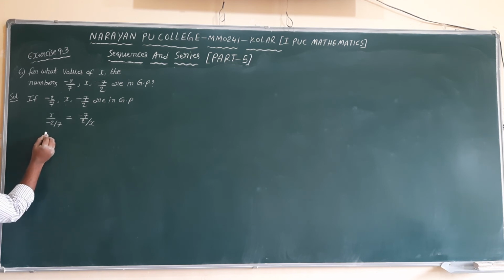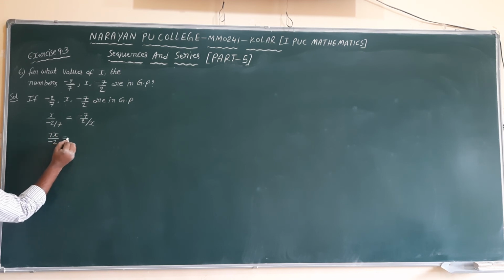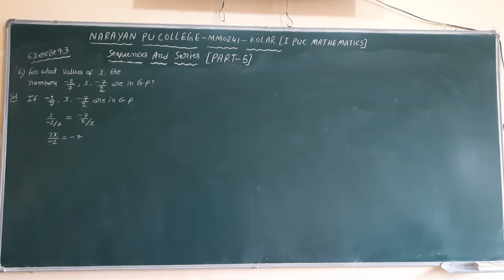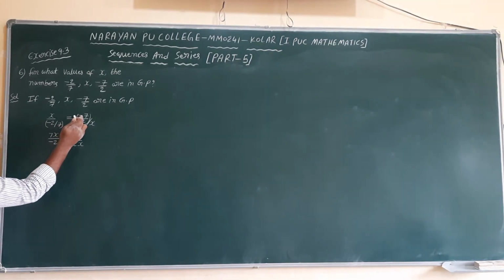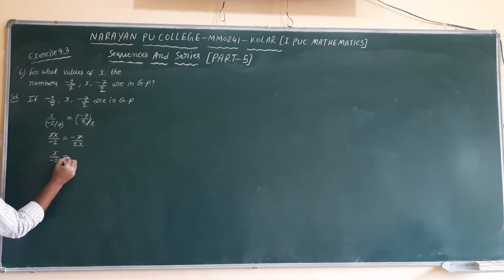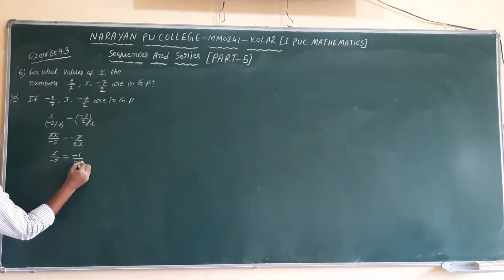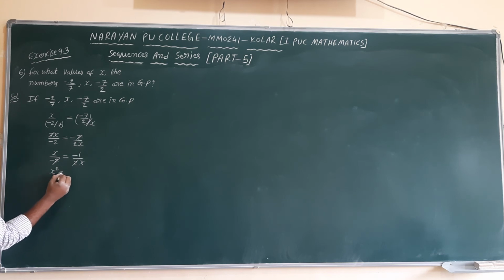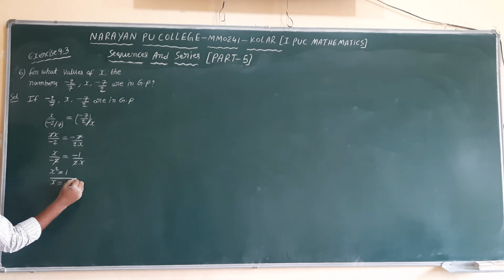So this we can write: 7x divided by minus 2 is minus 7 by 2x. So 7 cancel, x divided by minus 2 equal to minus 1 by 2x. 2 cancel, cross multiply, x square equal to minus 1 into minus 1, which is 1, so x equal to plus or minus 1. This is one method.